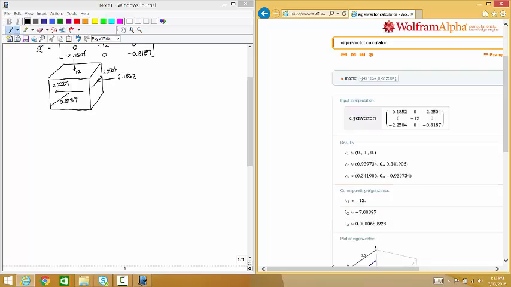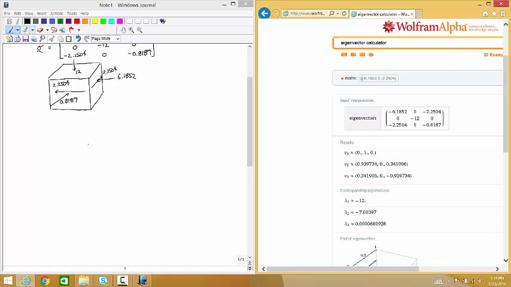Basically, what we have is our old y-axis is the 1, our old x-axis is the 2, and our old negative z-axis is the 3. So we can just use this: V1 is our x-axis, V2 is our y-axis, V3 is our z-axis.